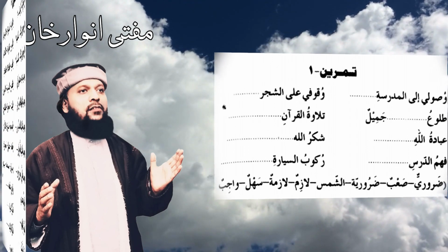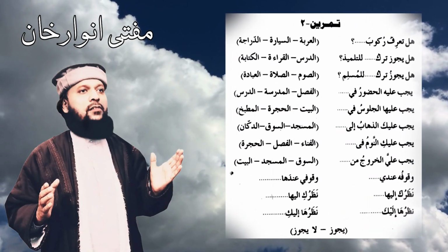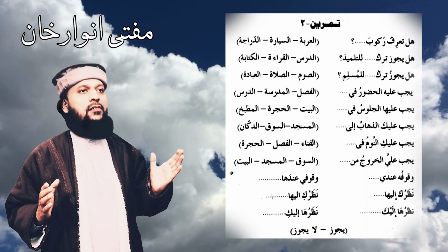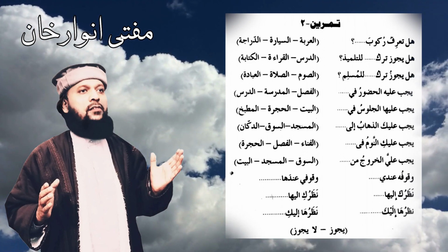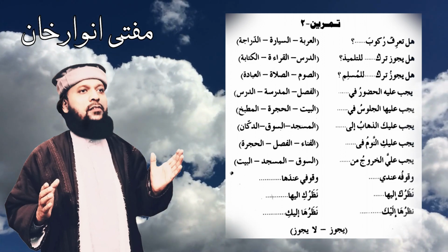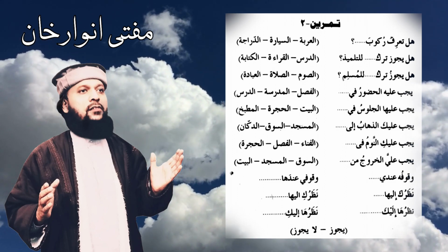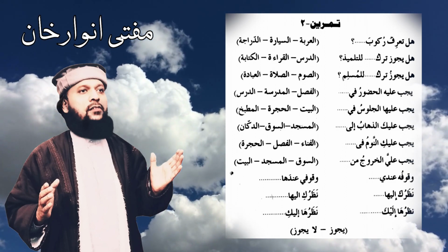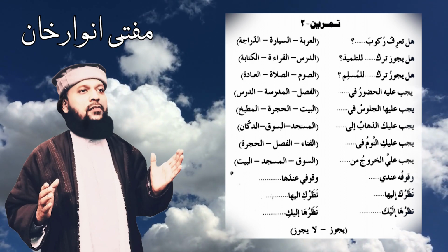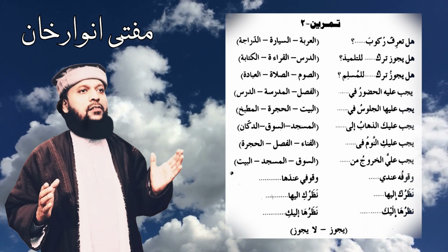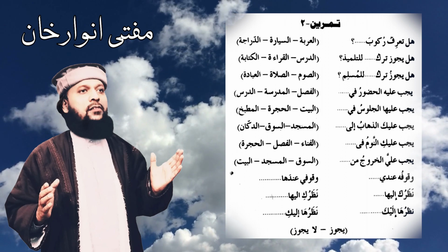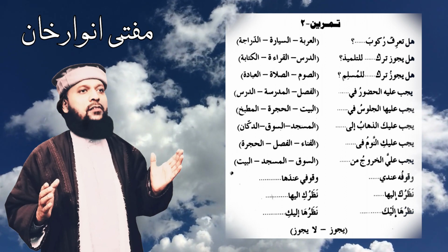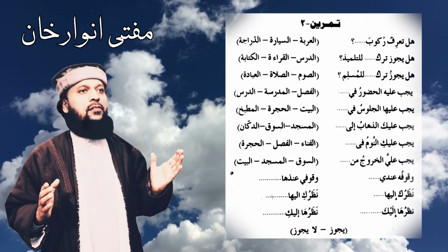Okay, now you have tamreen number 2. In tamreen number 2, there are questions. Hal ta'rifu rukuba. Now you have to attach this: al-araba, al-sayyara, al-darraja. Hal ta'rifu rukuba al-arabati, rukuba al-sayyarati, rukuba al-darrajati. Do you know how to ride a car or a bicycle?